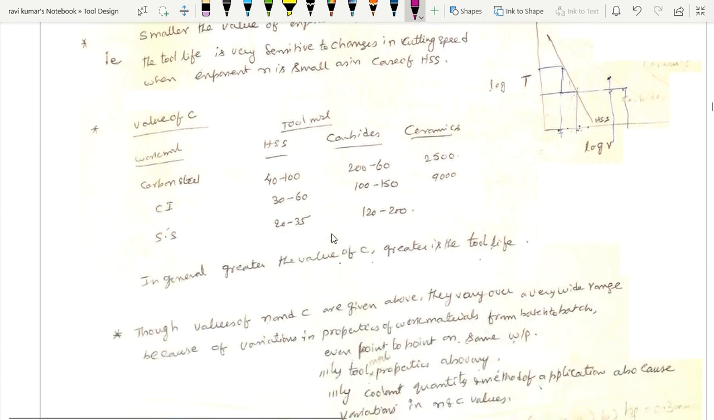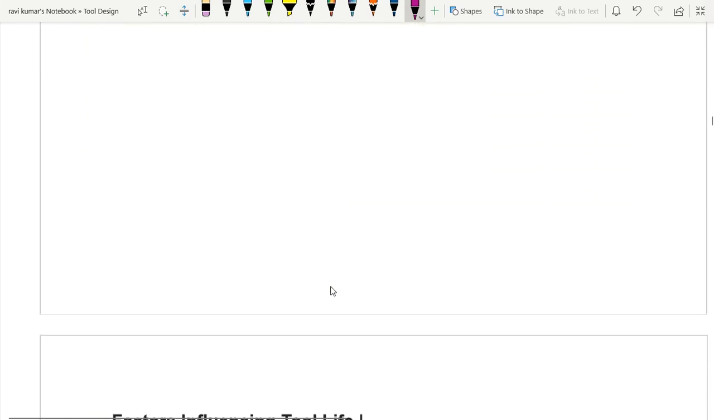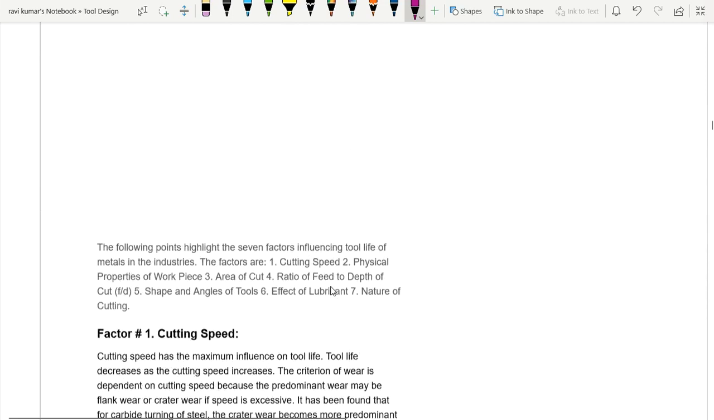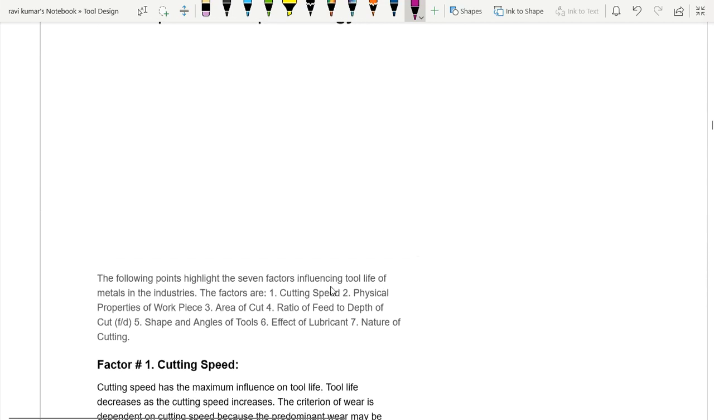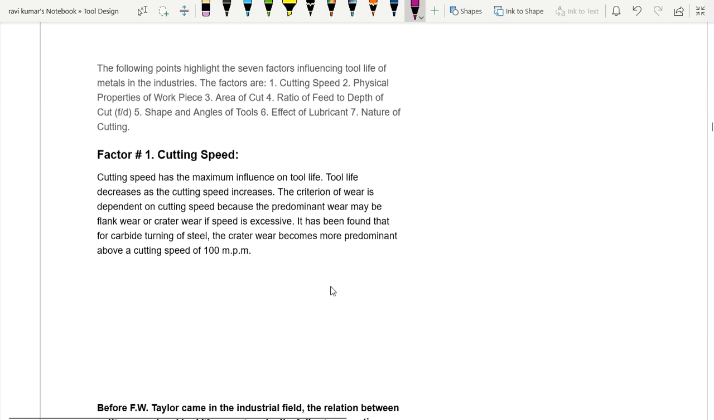So these are the details regarding the tool wear and tool life. Of course, we may comment upon the factors which will affect the tool life. The first factor which affects the tool life is nothing but the cutting speed, right? Cutting speed has the maximum influence of any other parameter.